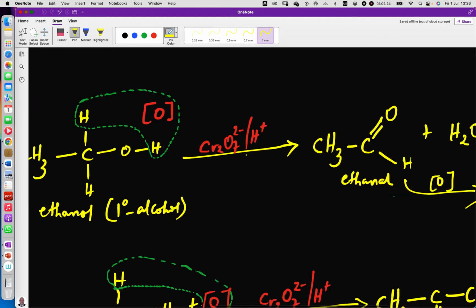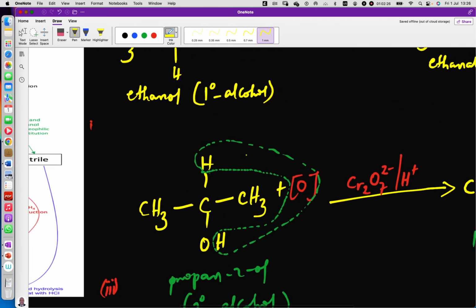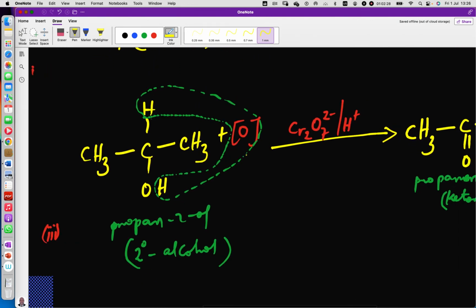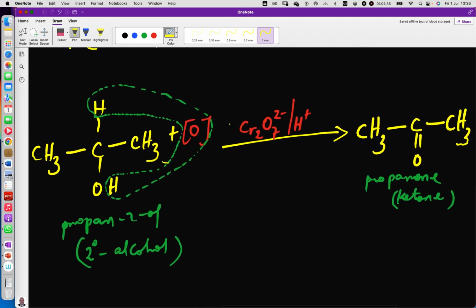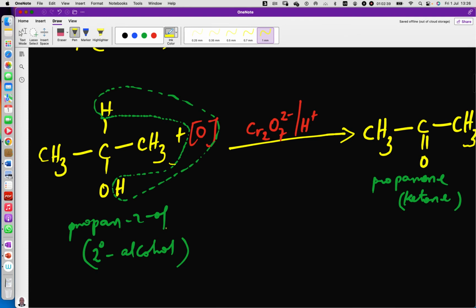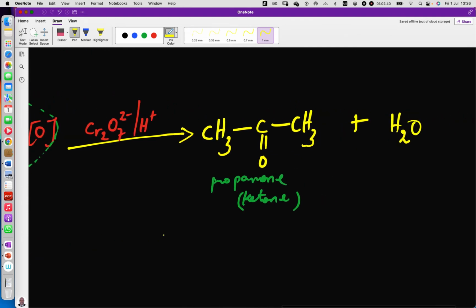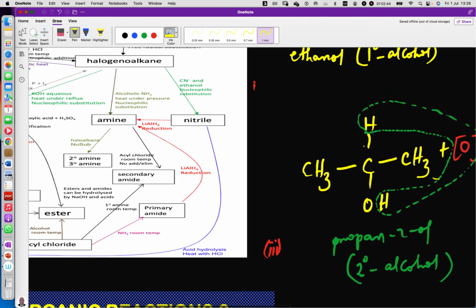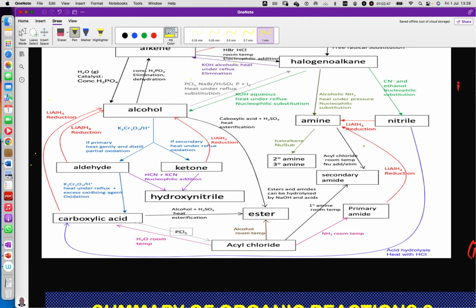Secondary alcohol, on the other hand, using acidified potassium dichromate(VI) is oxidized to a ketone, and this is how I've shown you. I gave an example of propan-2-ol being oxidized to propanone and water. So that is oxidation of alcohol to ketone and to aldehyde.